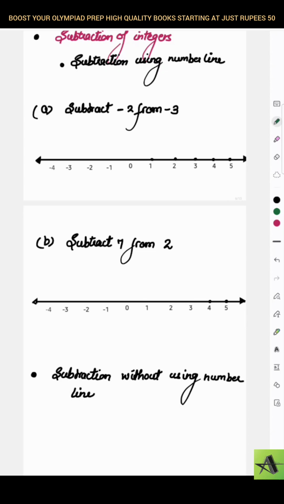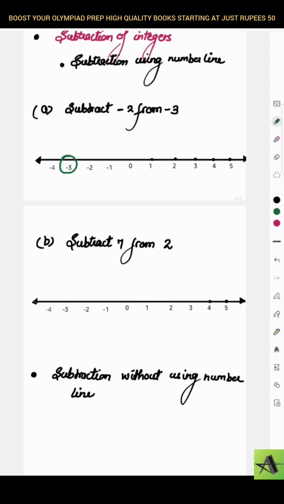So in part A, it says subtract negative 2 from negative 3. That means from negative 3, we are subtracting negative 2. So that negative 3 we have to encircle. After encircling negative 3, we have to subtract negative 2. Negative 2, that means what?